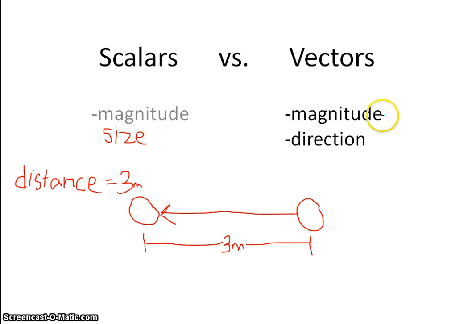Okay, so if I told my friend I pushed my ball 3 meters to the left, that would be giving them a magnitude and a direction, so it would be a vector quantity, and that quantity is called displacement. And that is 3 meters to the left.